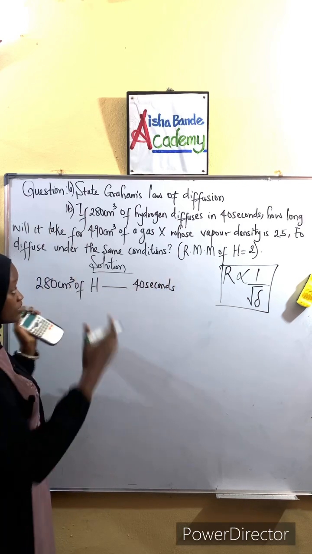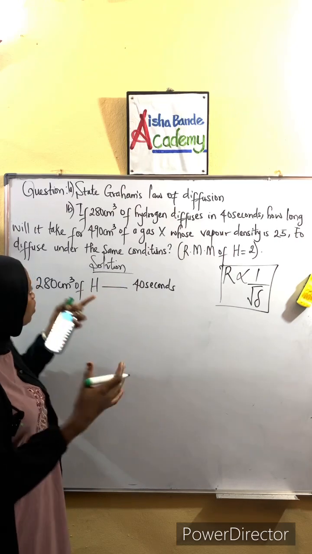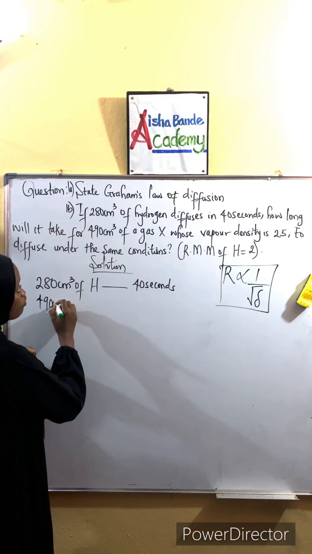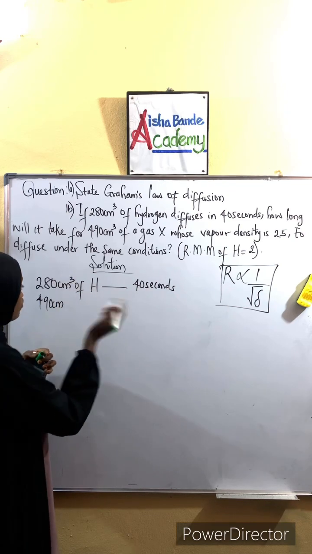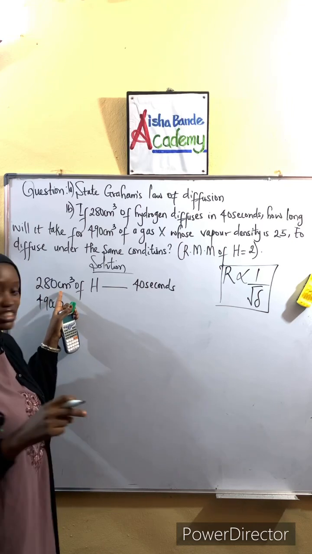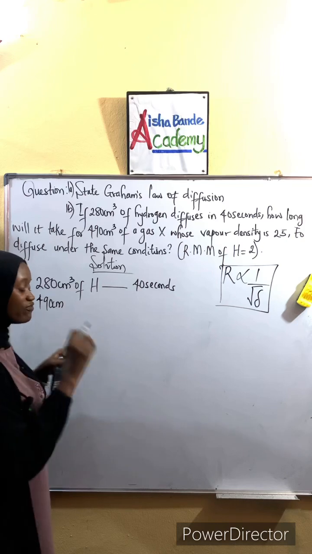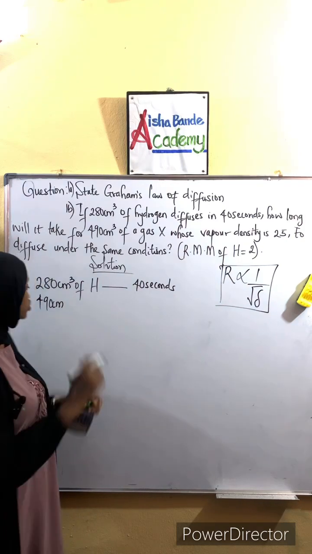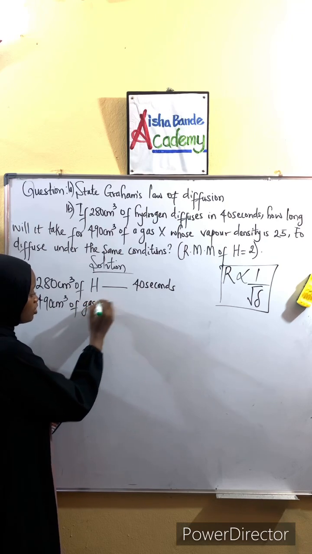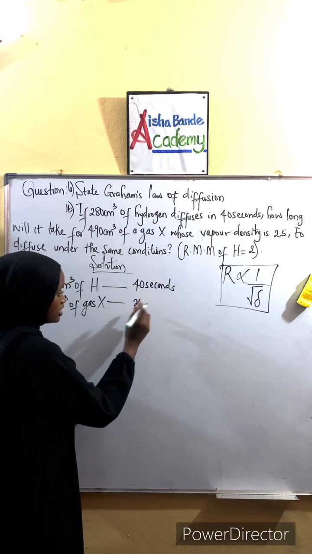Now the question is asking how long will it take for 490 centimeter cube of gas X with vapor density 25 to also diffuse. So 280 centimeter cube of hydrogen will diffuse in 40 seconds. Let's first find out in how many seconds will 490 centimeter cube of gas X, that is an unknown gas, diffuse, the time. So let's call it x.